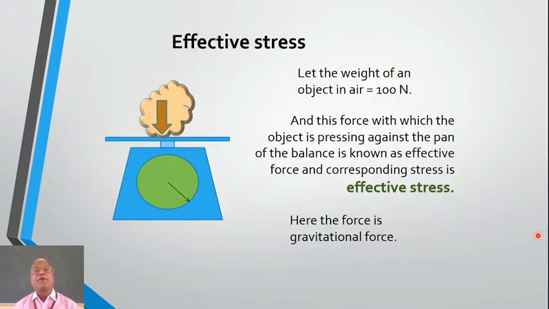Now what is meant by effective stress? Now look here, let the weight of an object in air be 100 newtons. When you place it on the pan in air, it will be giving you a reading of 100 newtons. Means the object is having a pressure on this pan equal to 100 newtons. Effectively, this object is pressing this pan down with a magnitude of 100 newtons, and this force with which the object is pressing against the pan of the balance is known as effective force, and the corresponding stress is known as effective stress. Here the force is gravitational force.